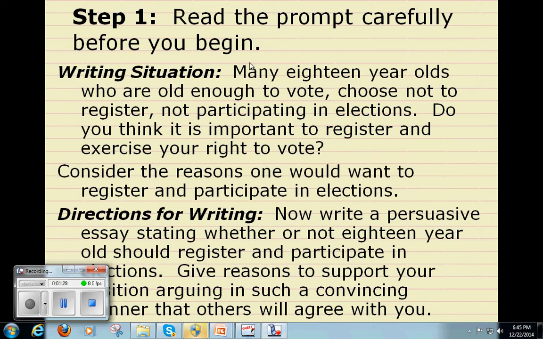To write a good persuasive essay, you need to read a lot of persuasive essays first. And the first thing you have to do, step one, when you write a persuasive essay, you have to read the prompt carefully before you begin.